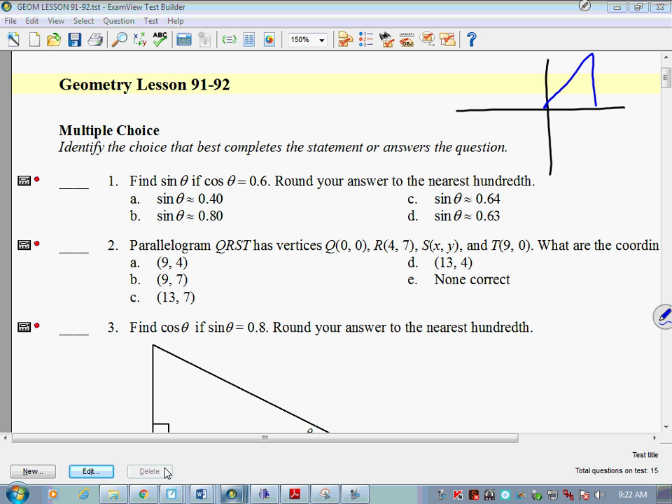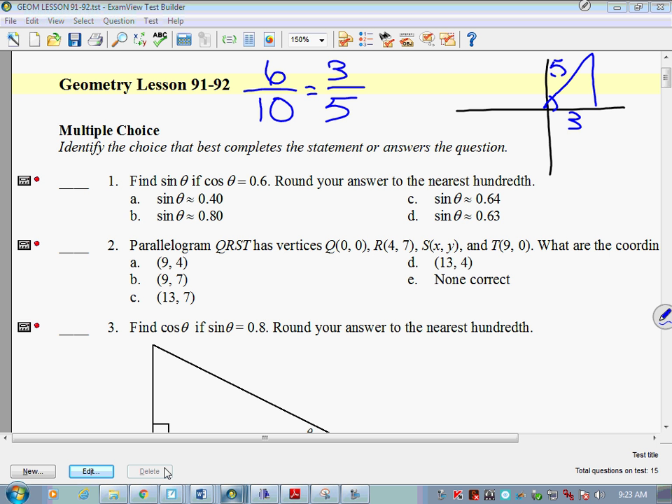What's 6/10? 0.6 is 6/10. What's that reduced to? 3/5. Okay, so if we're at cosine, and this is my angle here, where do I put the 3? Cosine is what over what? Adjacent over hypotenuse. Where does the 3 go on the bottom? Where does 5 go? Right here.